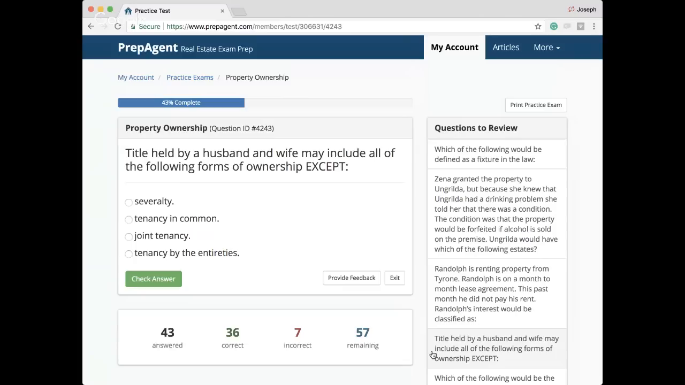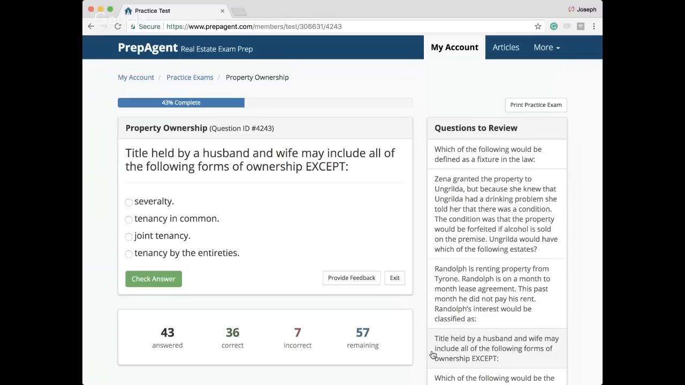Okay, so this one's basic vocabulary. Some of you saw husband and wife and got confused, especially because different states have different definitions of what it could be. Some states use community property, some use tenancy in common, joint tenancy, or tenancy by the entireties. But none of that should matter, all right?